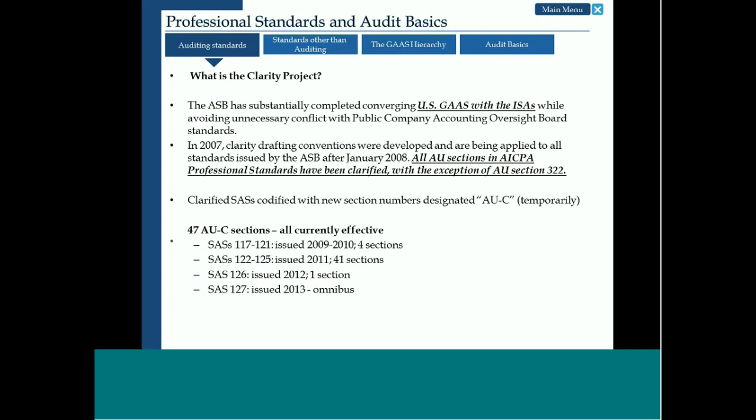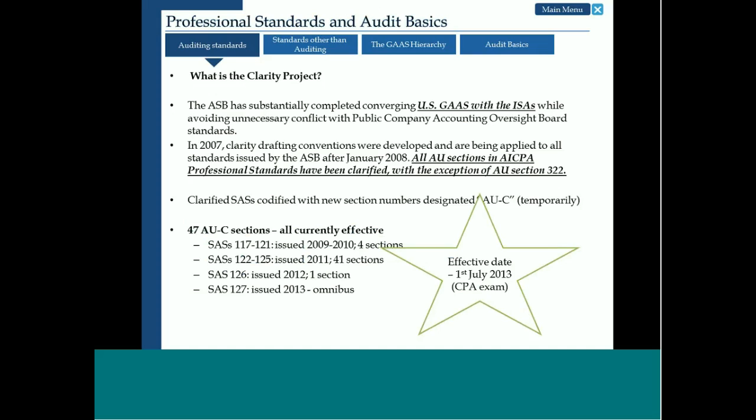There are almost 47 AU sections which are effective as of now. This is not for your exam. The examination will not ask how many AU sections are clarified or which are not clarified. This is just for your understanding. There are almost 47 clarified in different years. So these AU sections are now applicable in your exam.